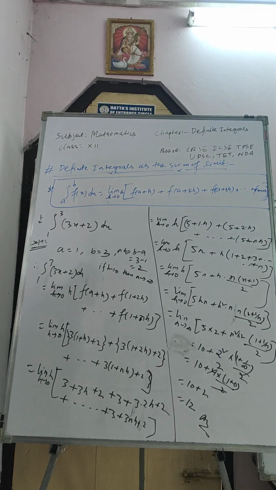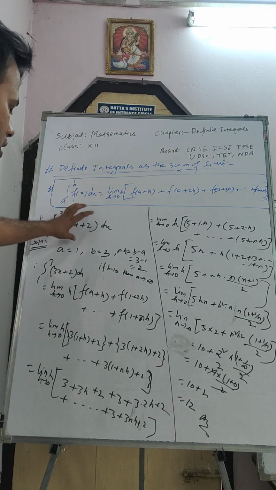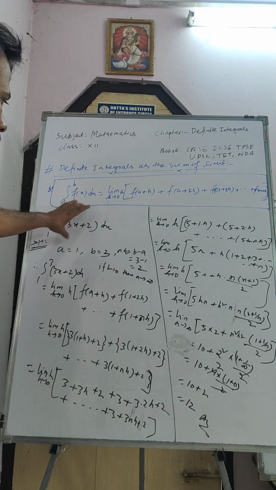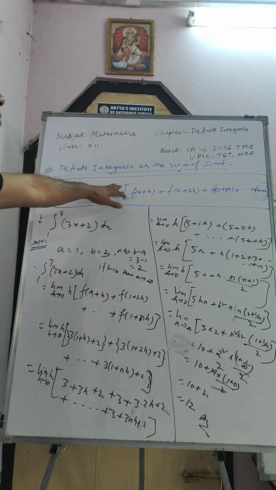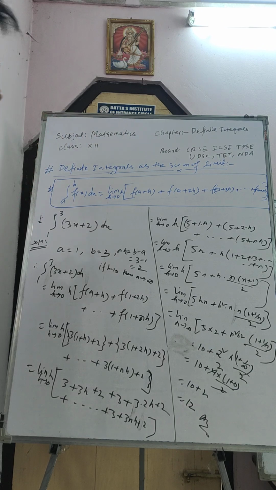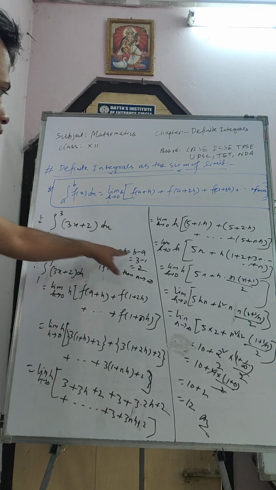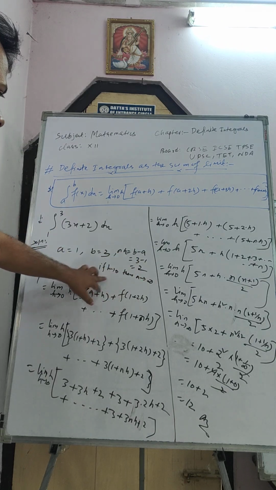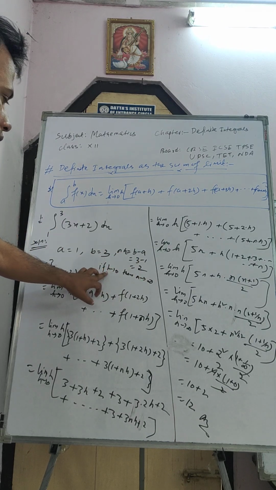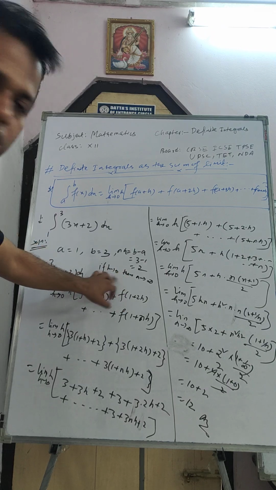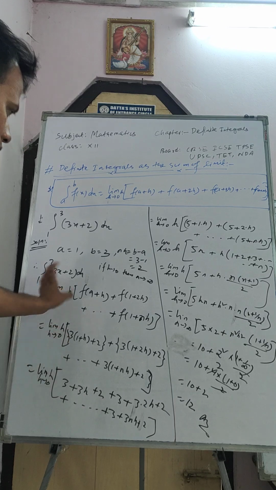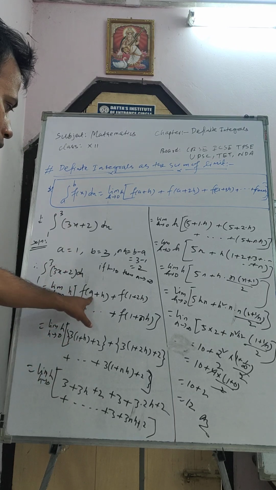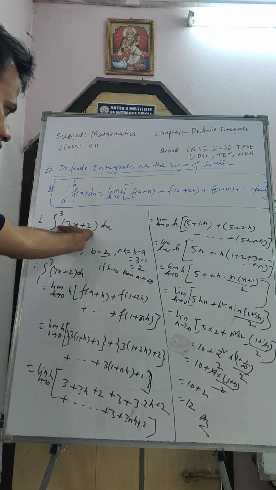Okay, so let me explain again. This is the integration. We have to find the value of this integration by using the sum of the limit, from the definition of integration. So here a is 1, b is 3, and n is b minus a, that is 3 minus 1, 2. If h tends to 0, then n tends to infinity. Now I take this part and use the formula. After that I put it below, f of 1 plus h.